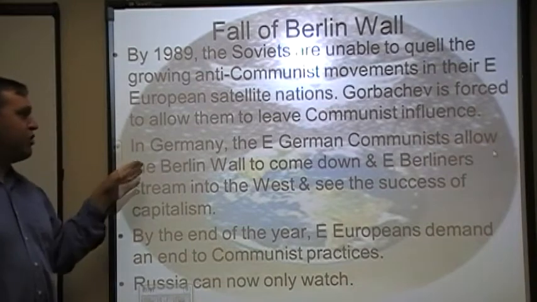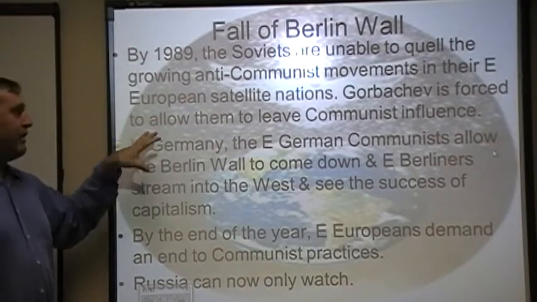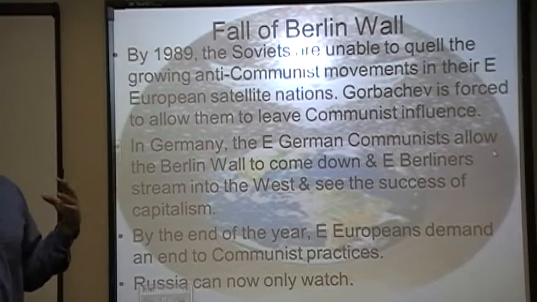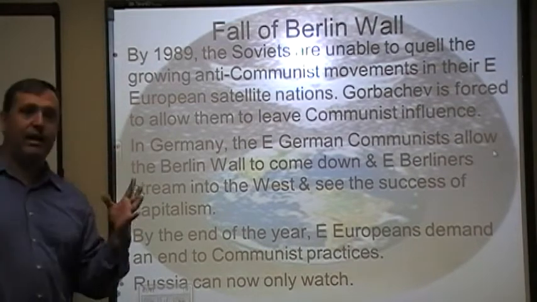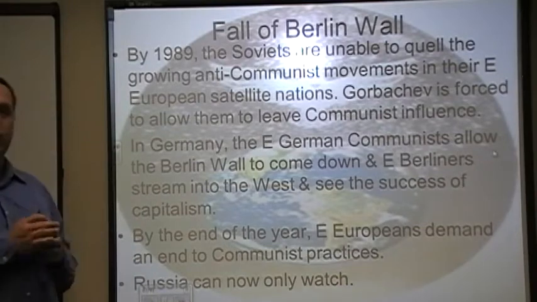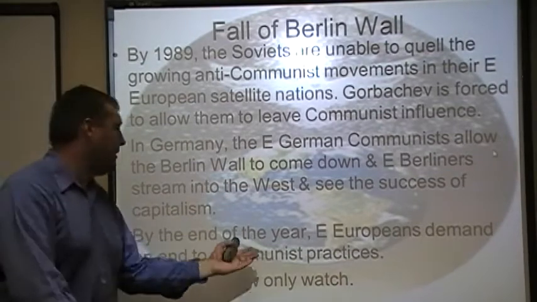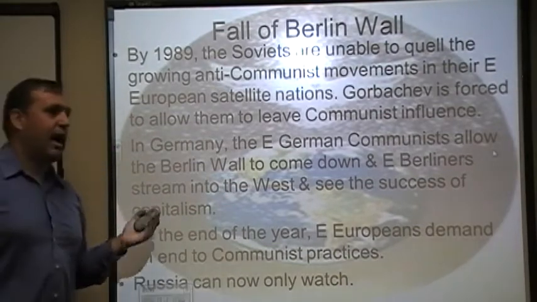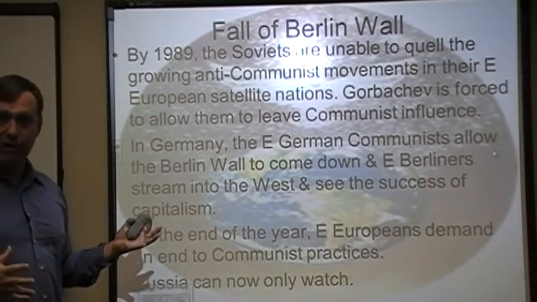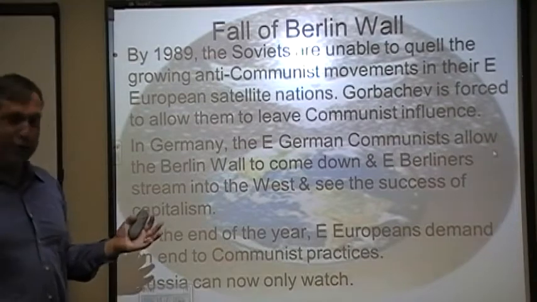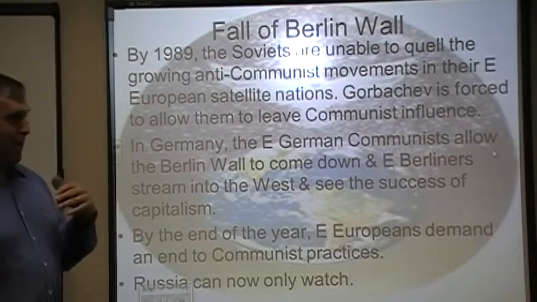All right. In Germany, specifically, the East German communist government there, which are essentially puppets of the Russians, allow the Berlin Wall to come down, and East Berliners can now stream into West Berlin and see what capitalism looks like. What it looks like is clean streets, lights, cars that work, stores that are full of food, and when they head back to East Berlin, they're mad.